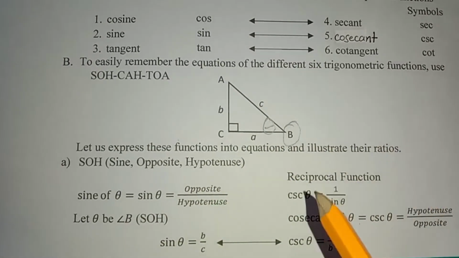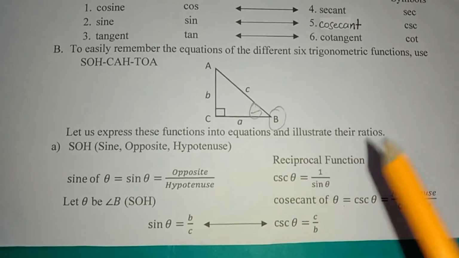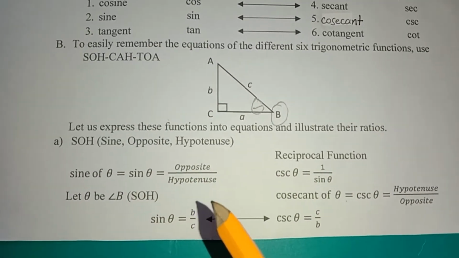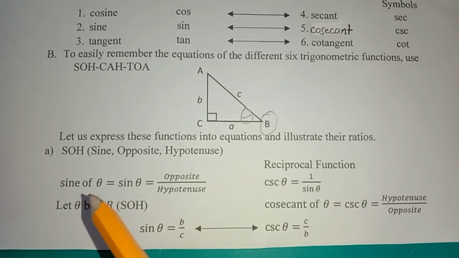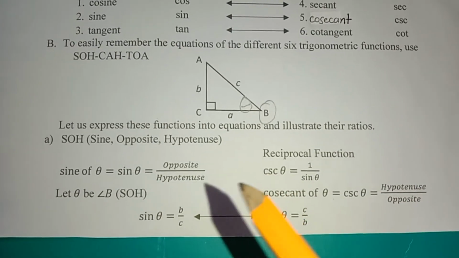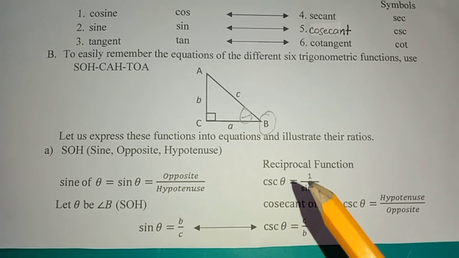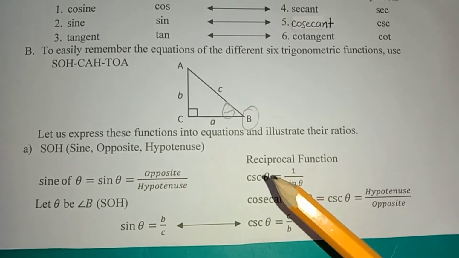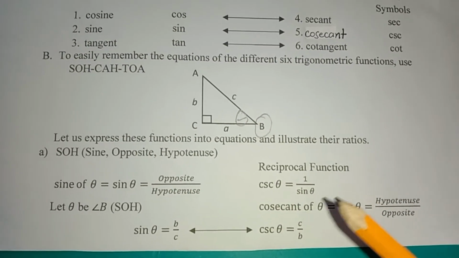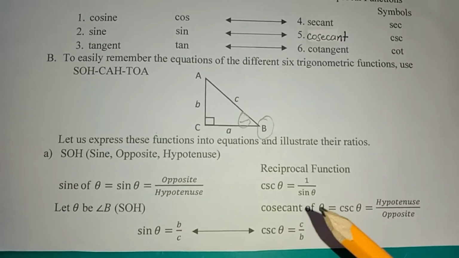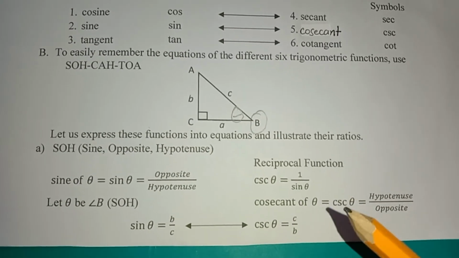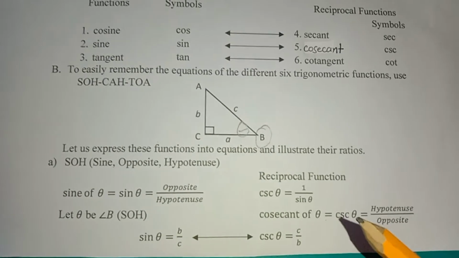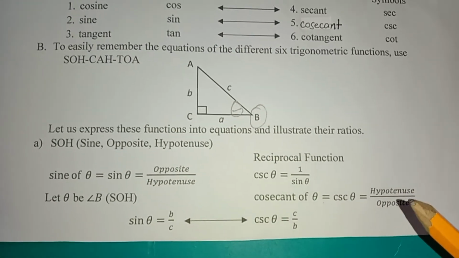Then, let's have the reciprocal function. What is the reciprocal function of sine? The reciprocal function of sine is the cosecant. So, the cosecant of theta is equal to 1 over sine of theta. Reciprocal niya, again, cosecant theta equals 1 over sine theta. And cosecant of theta is equal to hypotenuse over opposite.